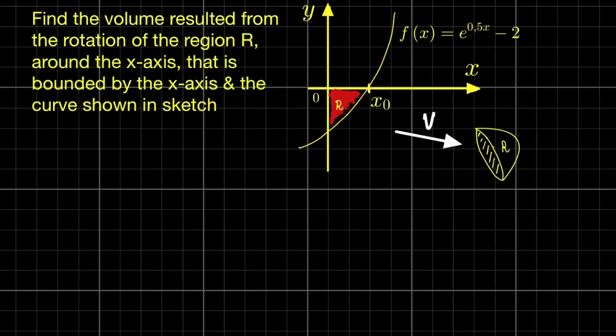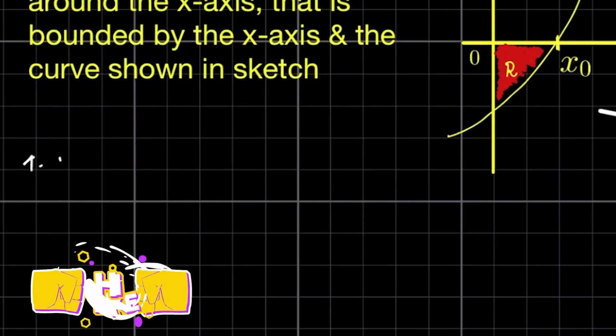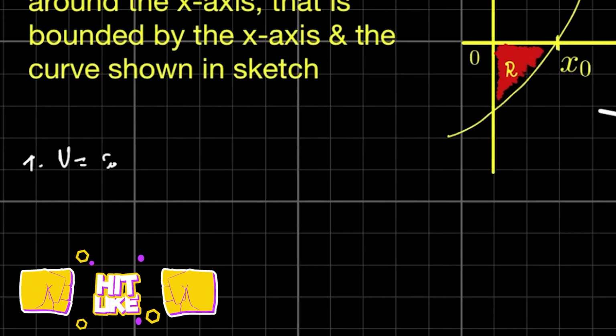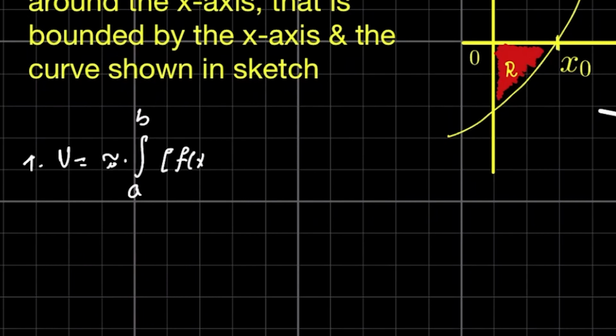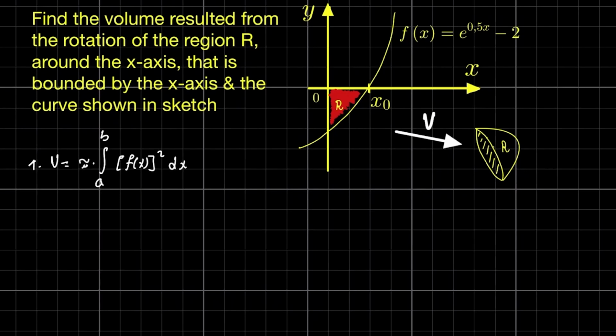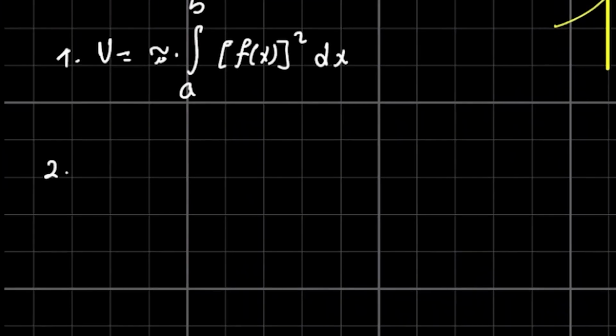So the first thing we need to do in order to find the volume is know the formula of that. So the volume here is equal to pi times the integral from a to b of the function f of x squared dx, because we're integrating here in respect to the variable x. And so the second thing that we need to do is find a and b. So find the integral boundaries, find a and b.